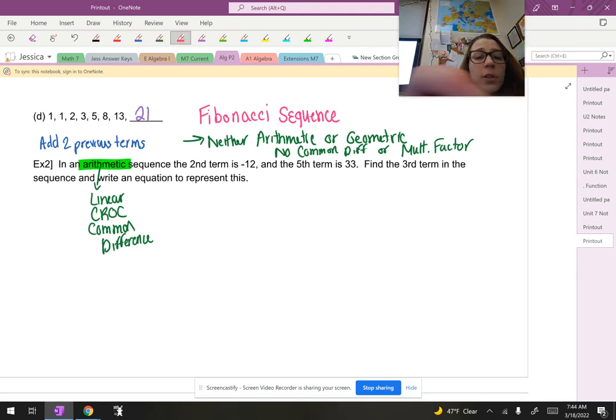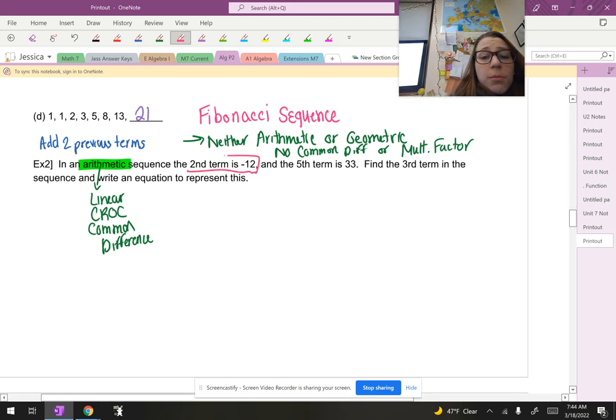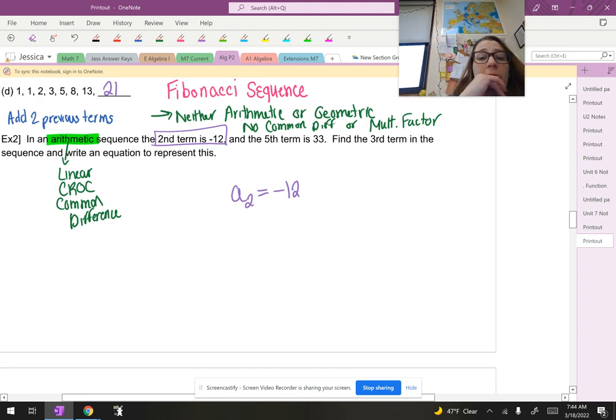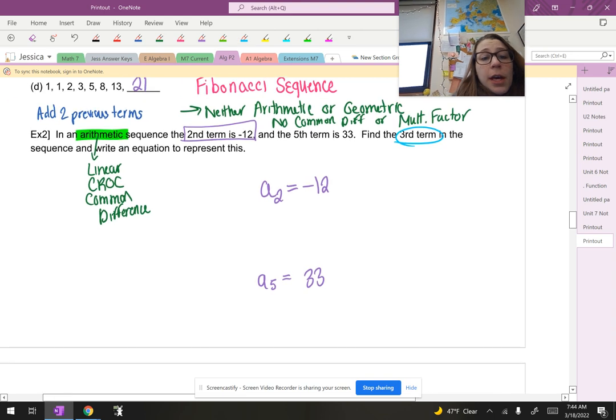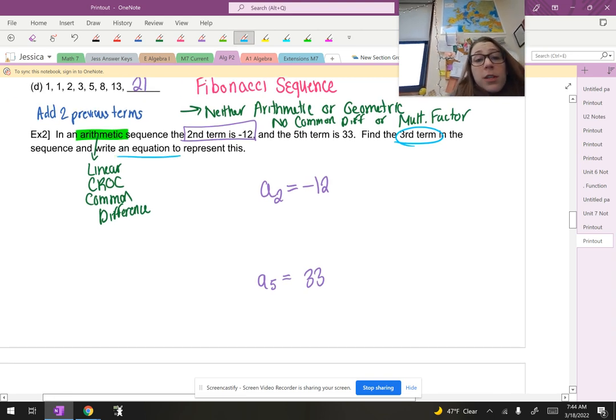So there is a second term that is negative 12. Let's use a different color. Second term is negative 12, so a sub 2 is equal to negative 12. I like to write it out so I can see it. And the fifth term, a sub 5, is equal to 33. And they're asking me to find the third term and then write an equation to represent this.